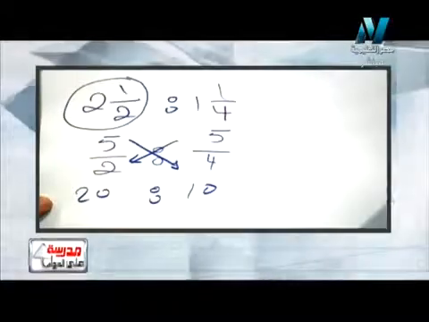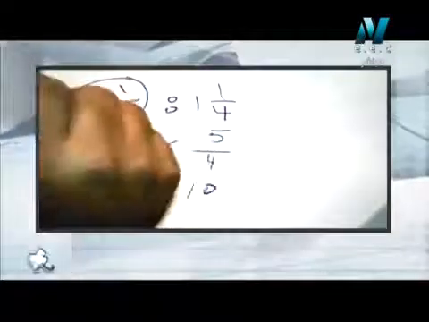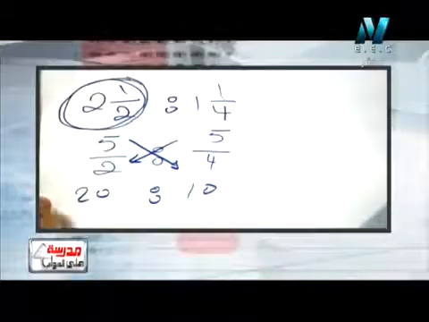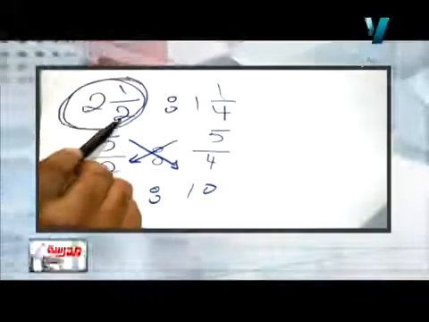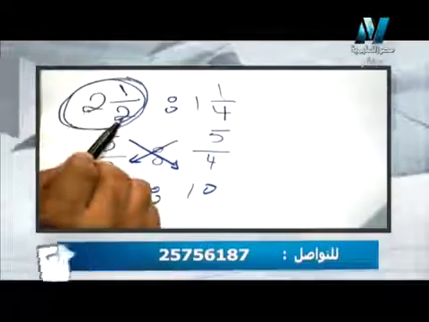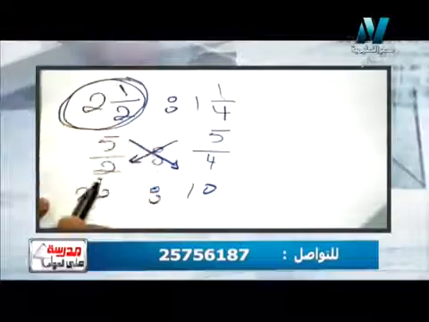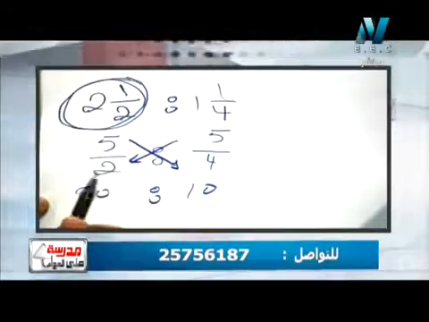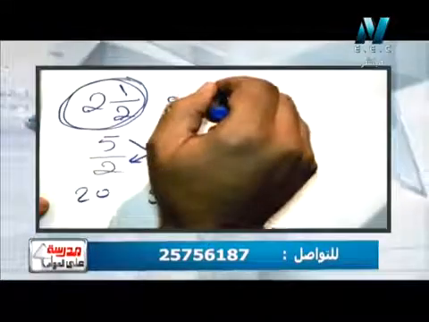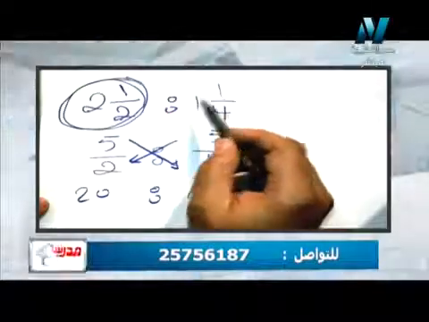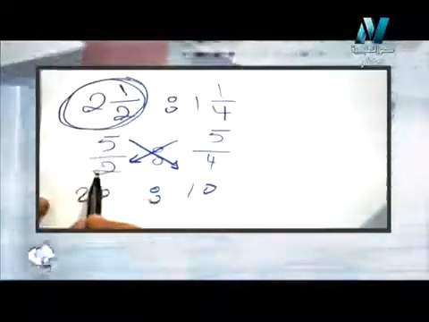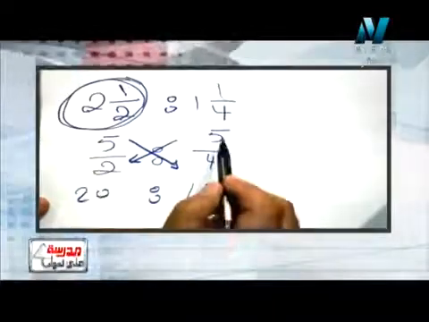Again, it's very important. The first step, we convert the mixed number to an improper fraction. How? Just multiply the whole number by the denominator and add the numerator. Again, 2 times 2 plus 1. 2 times 2 equals 4, plus 1 equals 5 over 2. 2 and a half equals 5 over 2. The same way, 1 times 4 plus 1 equals 5 over 4. We have now 5 over 2, an improper fraction, and 5 over 4.